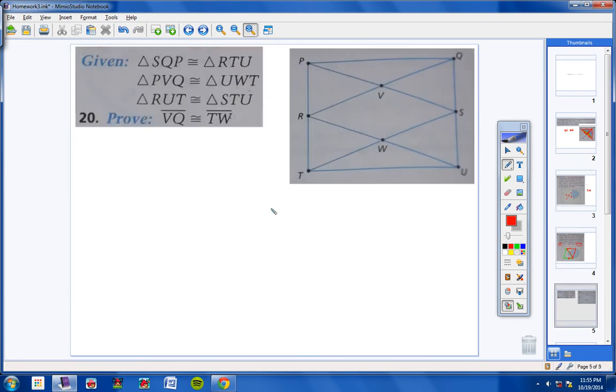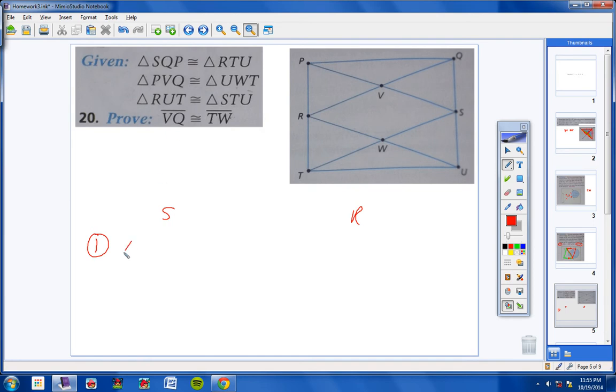Okay, moving on to number 20. I don't even need the diagram for this proof. I don't need it at all. This is so funny. Look at this. Look at your given right here. They want us to prove this, okay? Statements, reasons. Watch how easy this is. Okay, here's your given right here.